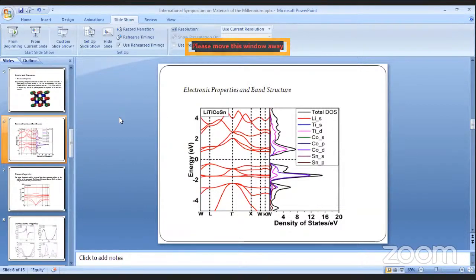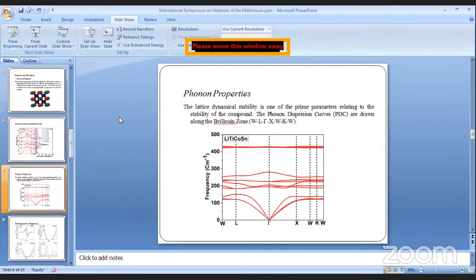It is clear from the red lines in part A of this figure that the valence band maxima and conduction band minima lie at different points of the Brillouin zone, due to which it gives an indirect band gap. And this band gap is about 0.85, which lies in the range of semiconductors. The density of states is showing the contribution of various orbitals of the atoms.